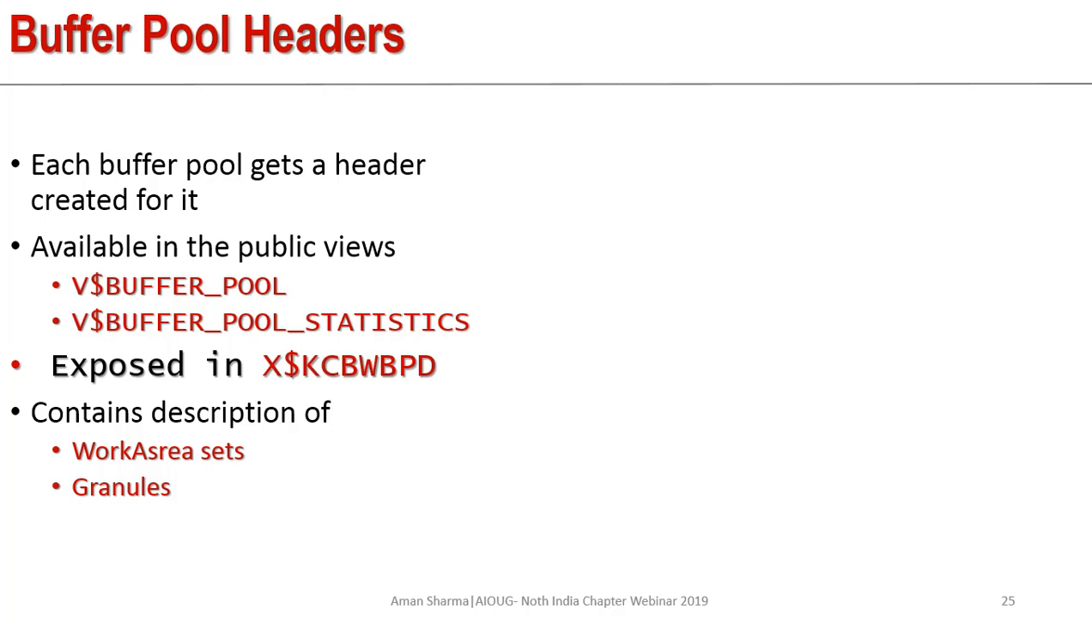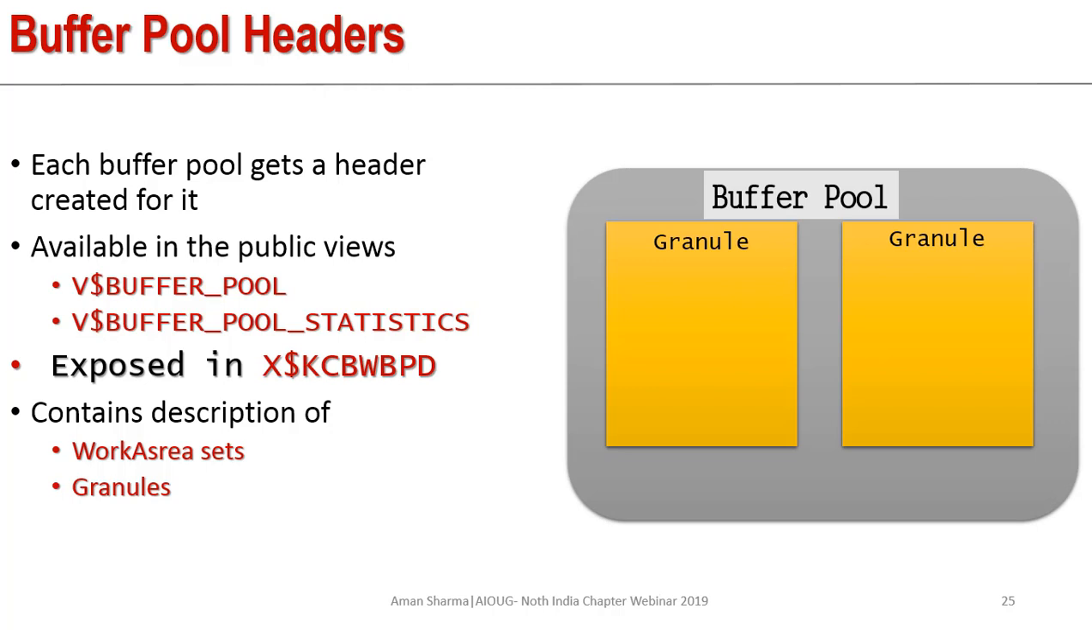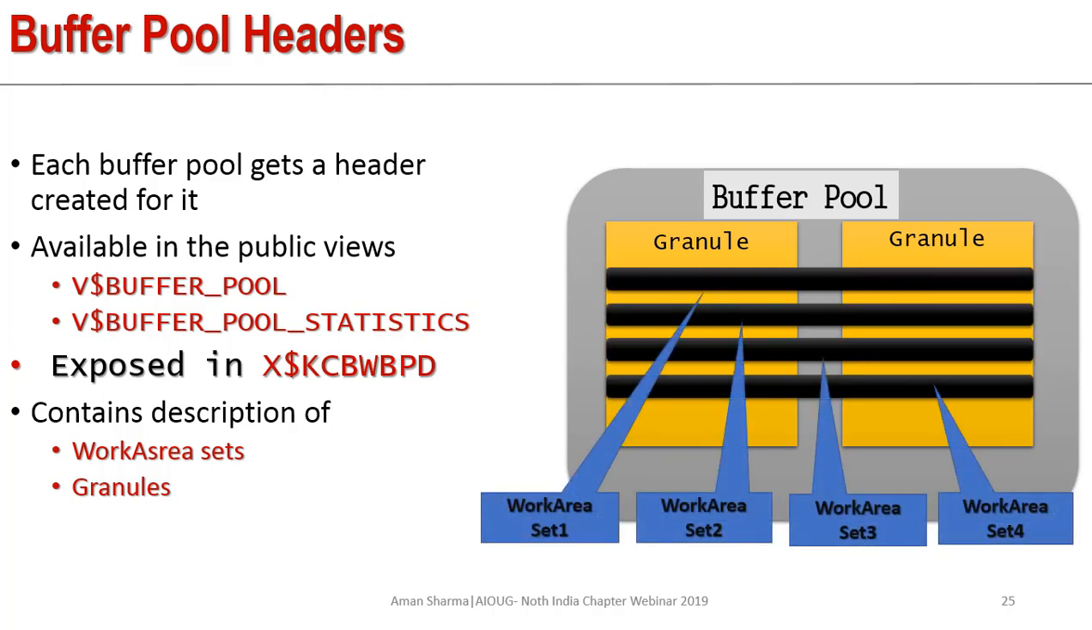So work areas are the divisions of the buffer cache into smaller chunks. So we'll have a buffer pool, for example a default buffer pool, which will have multiple granules. These granules comprise multiple work area sets, and as I said, the work areas are different chunks of the buffer cache. These work areas are maintained by different DB writer processes, which means there are DB writer processes which write from multiple work areas into the system. So the number of DB writers maintain their own set of work areas in the environment.